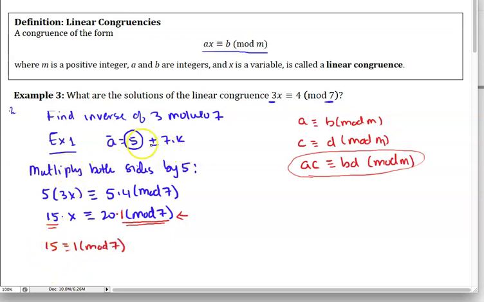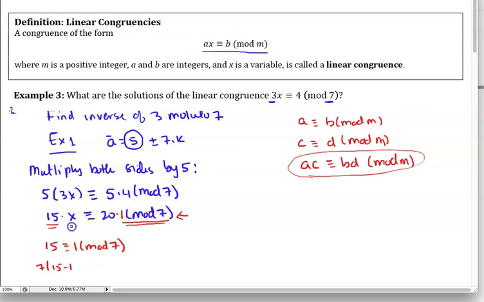Because you can see that 7 divides into 15 minus 1. And we set it up this way by finding that inverse. Because we found the inverse of A equals 3 to be 5, when we take this product, that's always going to be congruent to 1 mod 7.